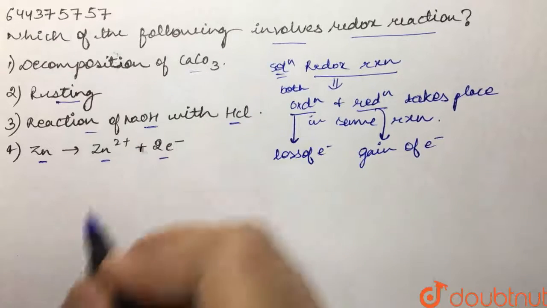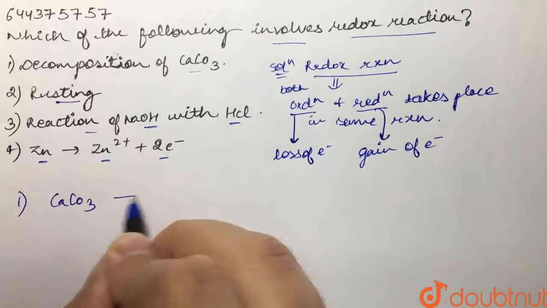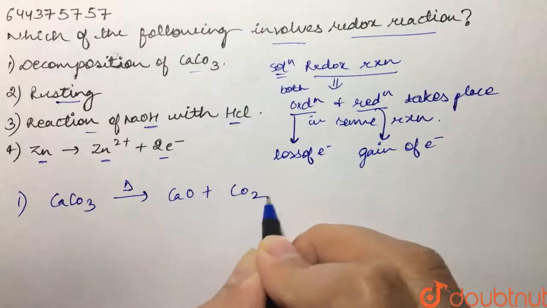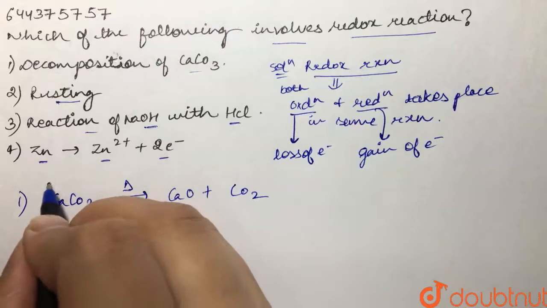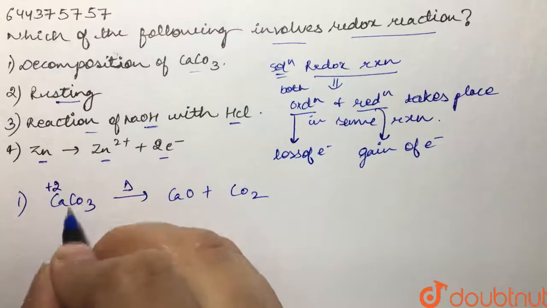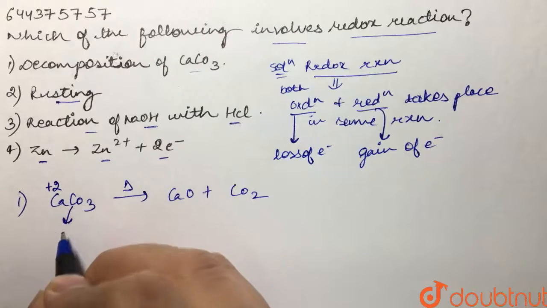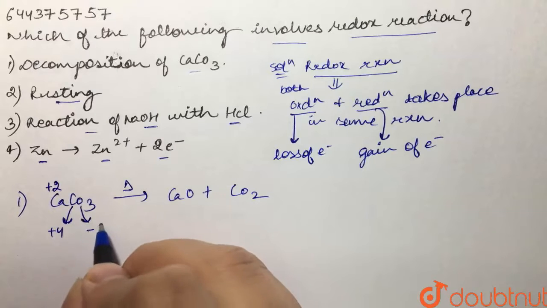So if we look at our first option, the decomposition of calcium carbonate. What happens when it decomposes? When we heat calcium carbonate, we get calcium oxide and carbon dioxide. In calcium carbonate, calcium is having +2 oxidation number. This is the carbonate ion, because this is whole 2 negative. But carbon over here would have +4 oxidation number because oxygen would have -2.